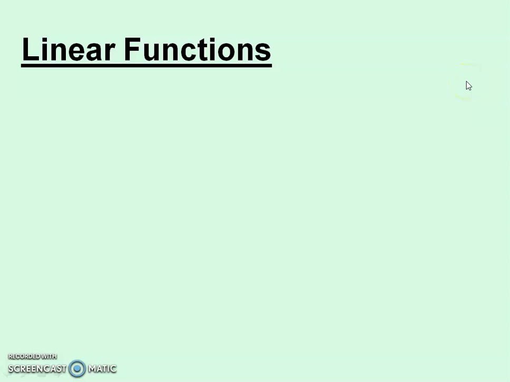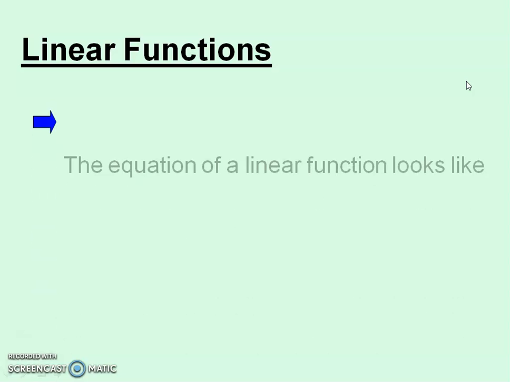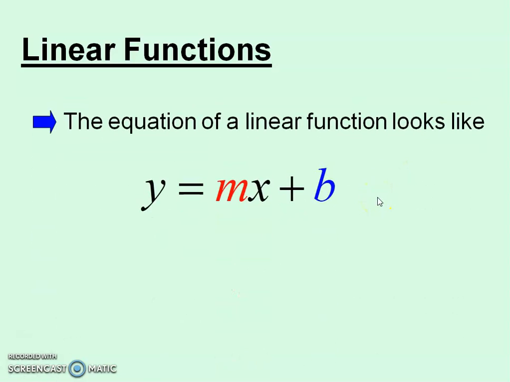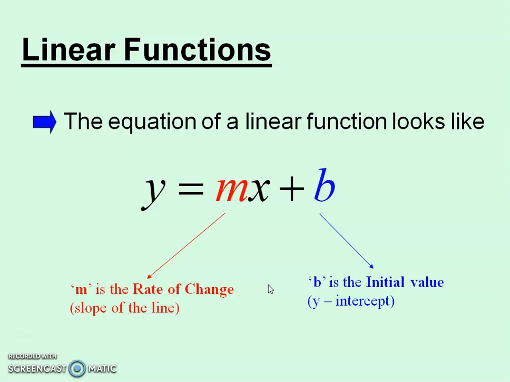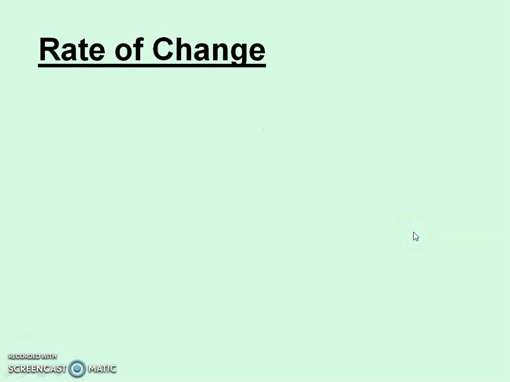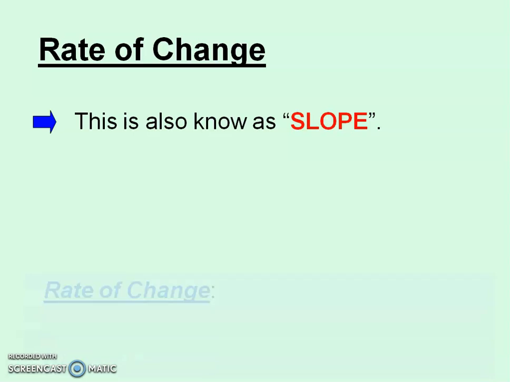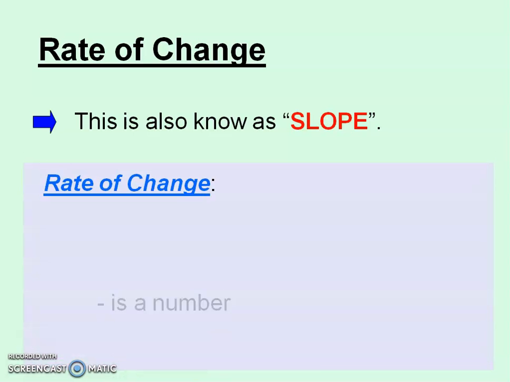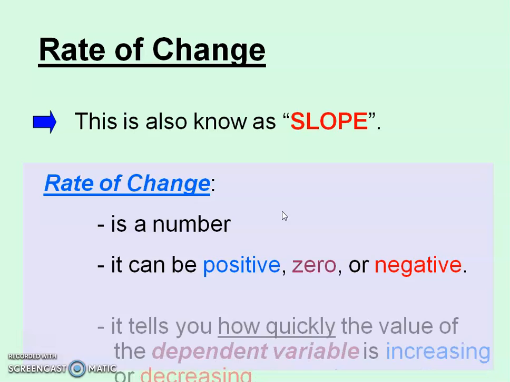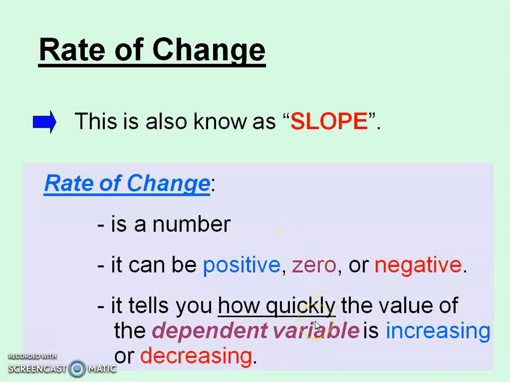This video lesson is a review of how to work with linear functions. So remember that a linear function looks like this, where m is the rate of change, also known as the slope, and b is the initial value, also known as the y-intercept. So quickly, that rate of change, the m value, tells us how quickly the value of the dependent variable is increasing or decreasing.